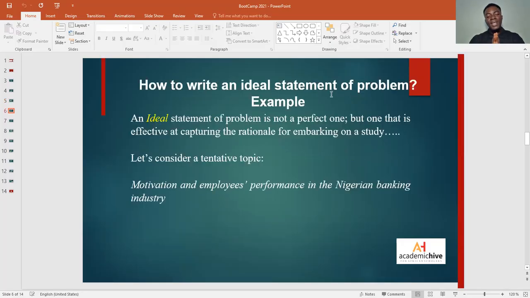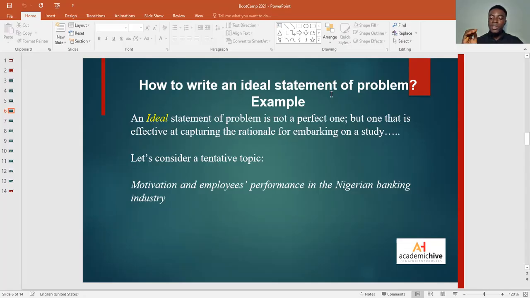Now, how exactly is one supposed to write an ideal statement of problem? Not a perfect one, but one that effectively captures the rationale for embarking on your study. To do this, we have to consider a tentative research topic. So let's talk about motivation and employees' performance in the Nigerian banking industry. We want to see how the variable motivation influences employees' performance in the context of the Nigerian banking industry.